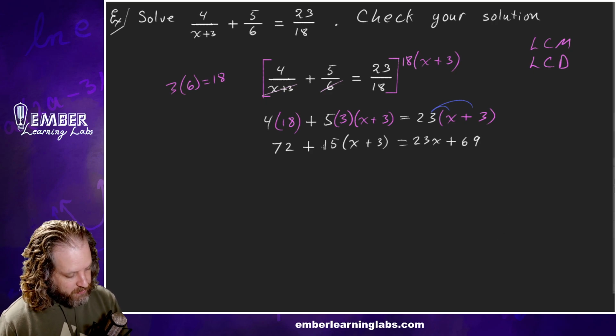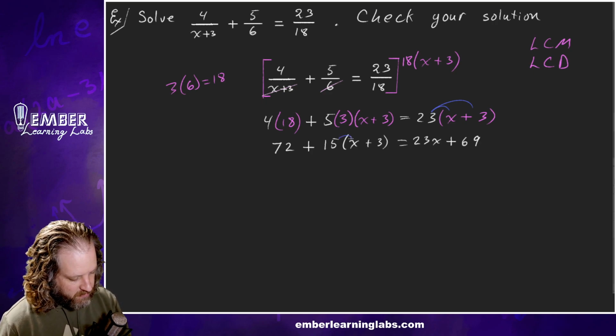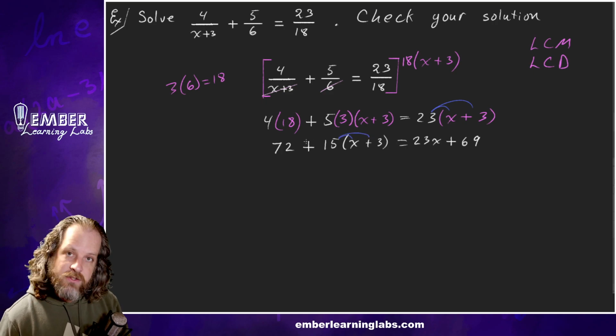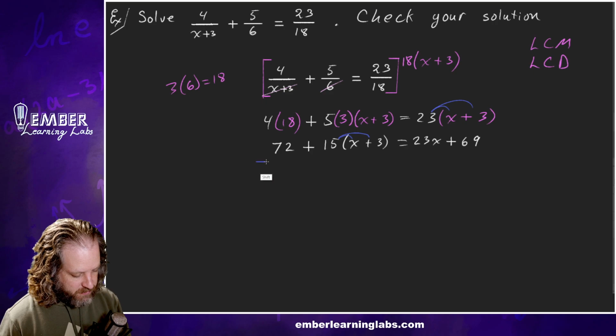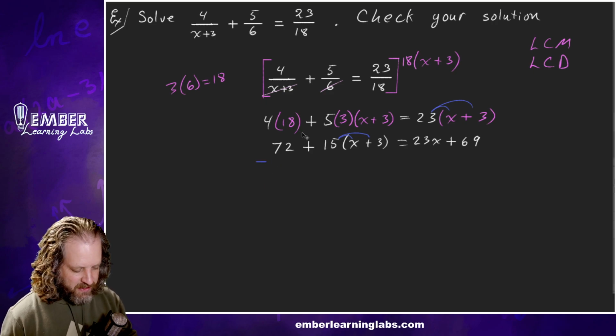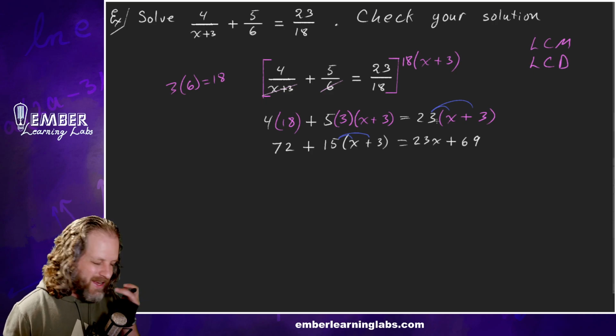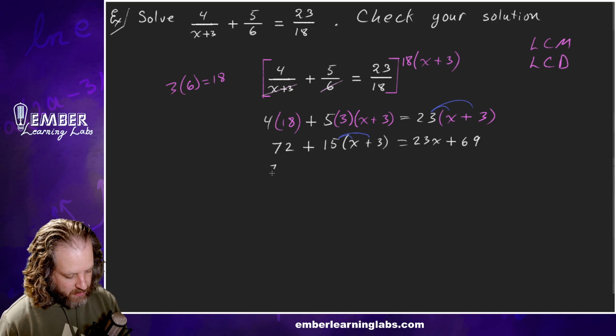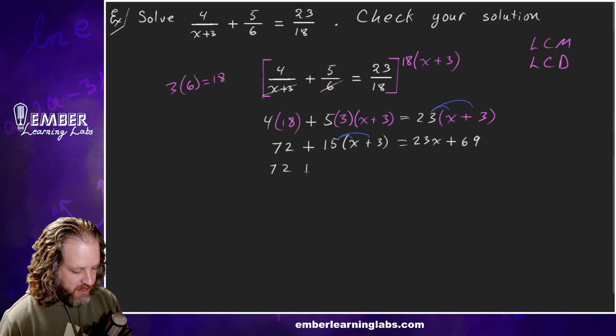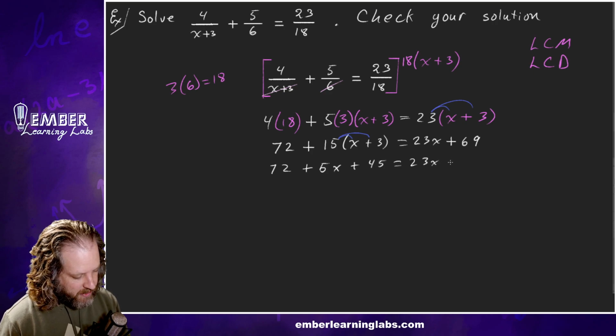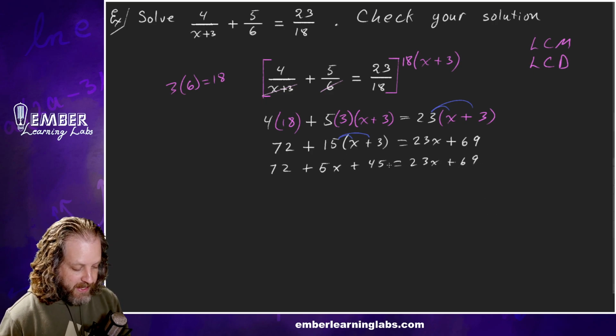Okay, so what can we do now? Well, let's distribute this. I may as well, just for the sake of time, since this is all by itself, let's subtract 72. No, let's not do that. There's no reason to, because we're gonna have to do this one anyway. So yeah, let's not waste our time with that. 72, 15 times x is 15x. 15 times 3 is 45. Equals 23x plus 69. So let's combine like terms over here.